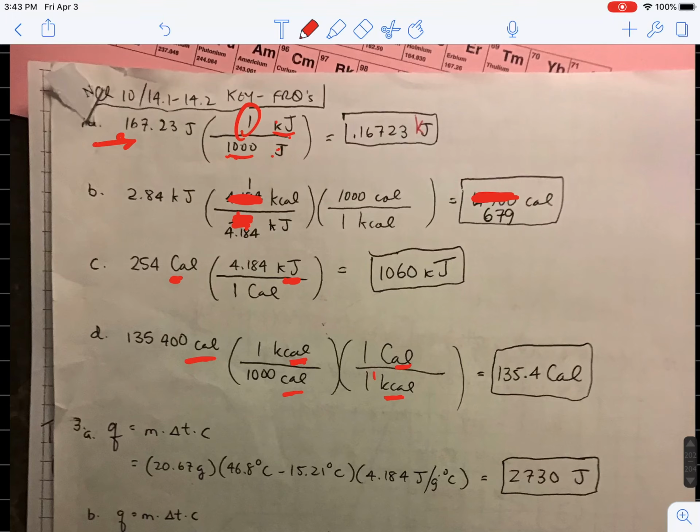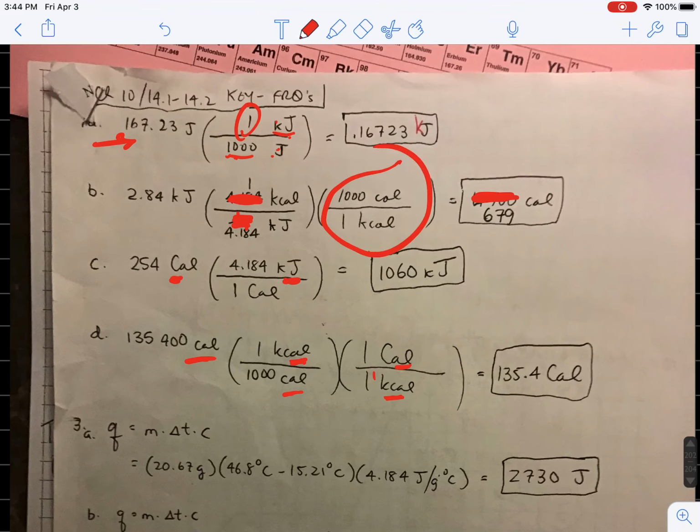This kilojoules versus joules thing, and kilocalories versus calories, calories versus dietary versus regular calorie. Again, the larger entity, kilo, gets the value 1. So if you look at all of these, 1 kilojoule, 1,000 joules. This fraction right here, 1 kilocalorie, 1,000 calories. The larger entity always gets the value of 1.